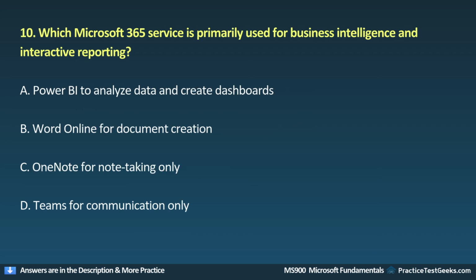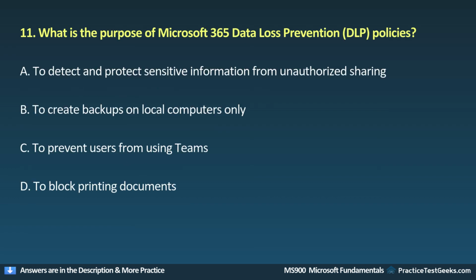10. Which Microsoft 365 service is primarily used for business intelligence and interactive reporting? A. Power BI to analyze data and create dashboards. B. Word Online for document creation. C. OneNote for note-taking only. D. Teams for communication only.